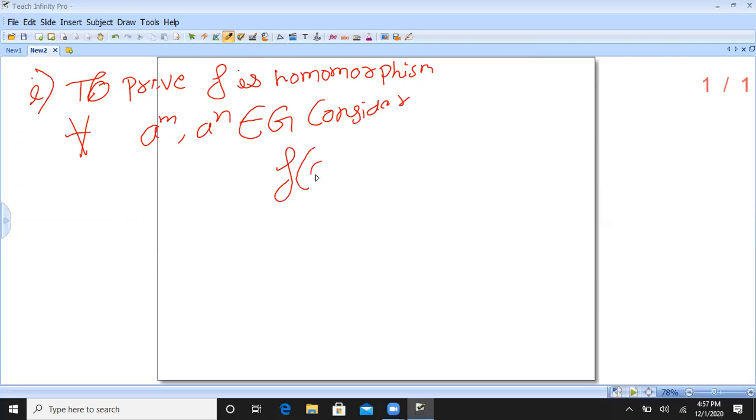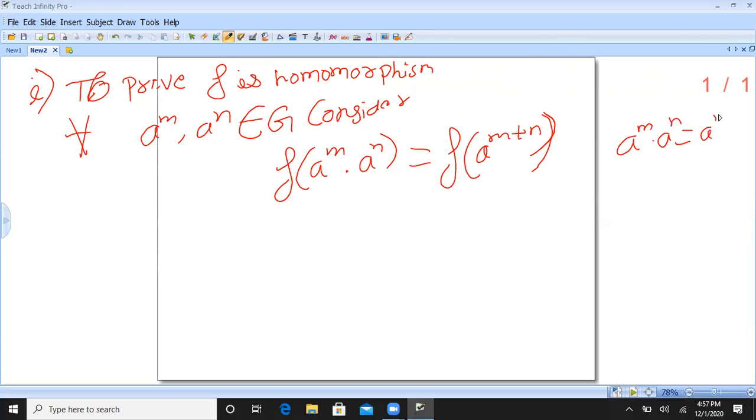F of A raised to m into F of A raised to n is equal to F of A raised to m plus n, by the law of indices. The law of indices says A raised to m into A raised to n is equal to A raised to m plus n. These are the basics of mathematics.